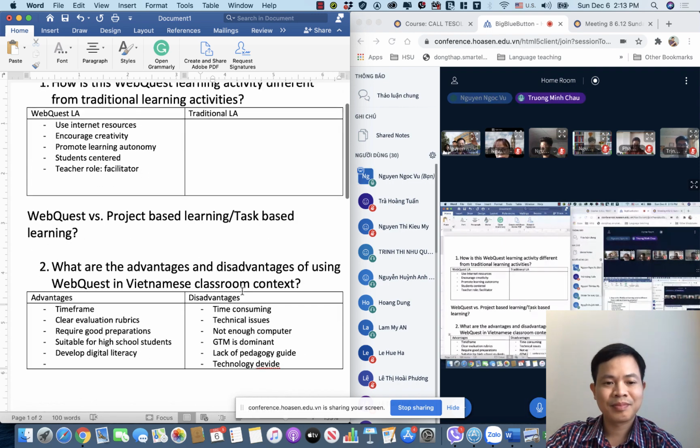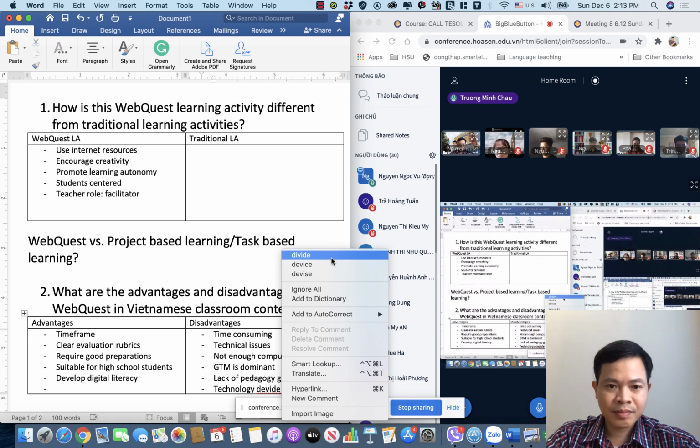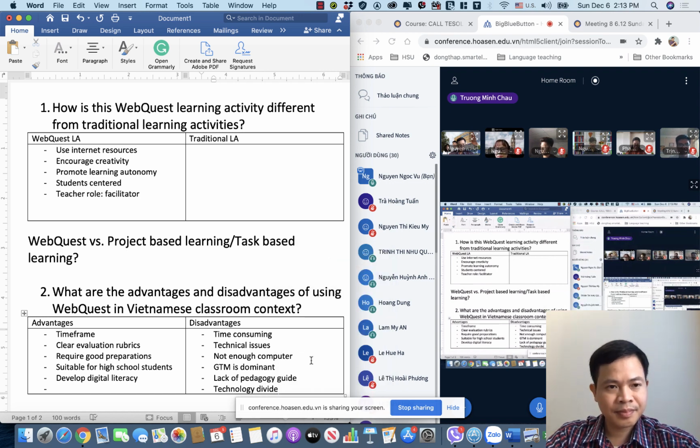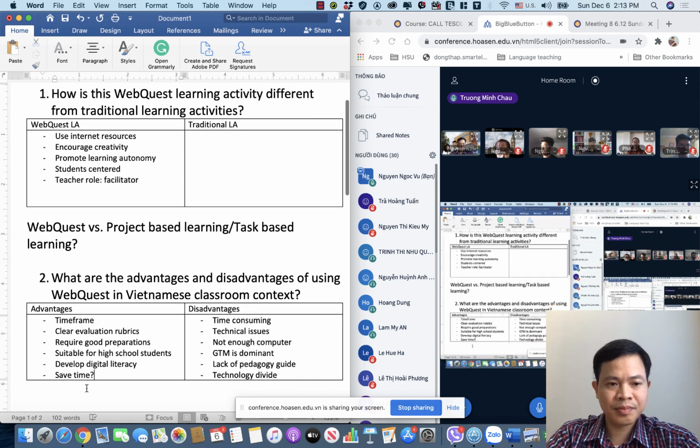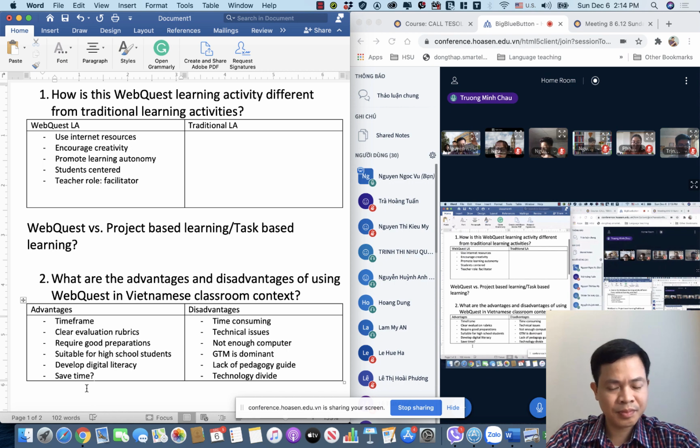Our group would like to add some ideas about the advantages and disadvantages. For the advantages, it saves time for everybody, although it consumes more time in a certain perspective, like it takes time for the teachers to train students how to use technology, specializing in designing a web. But it saves time because we don't need to have face-to-face meetings. We can work online, we can discuss online like this, and it saves time for everybody.